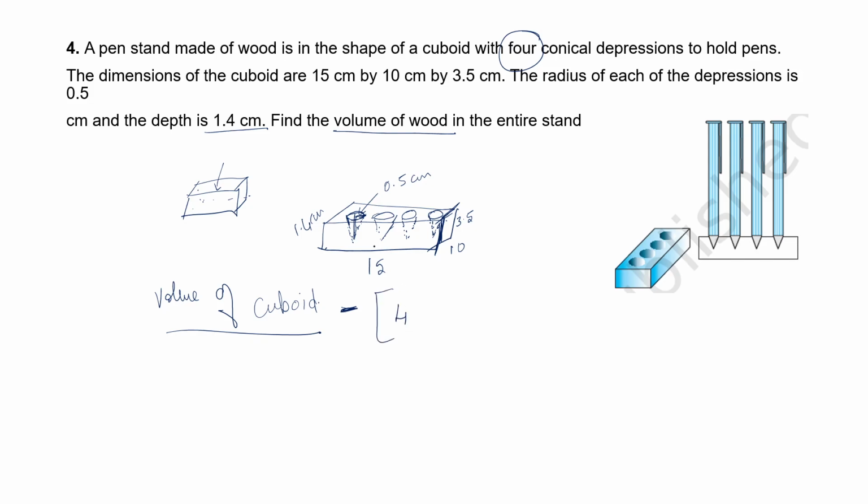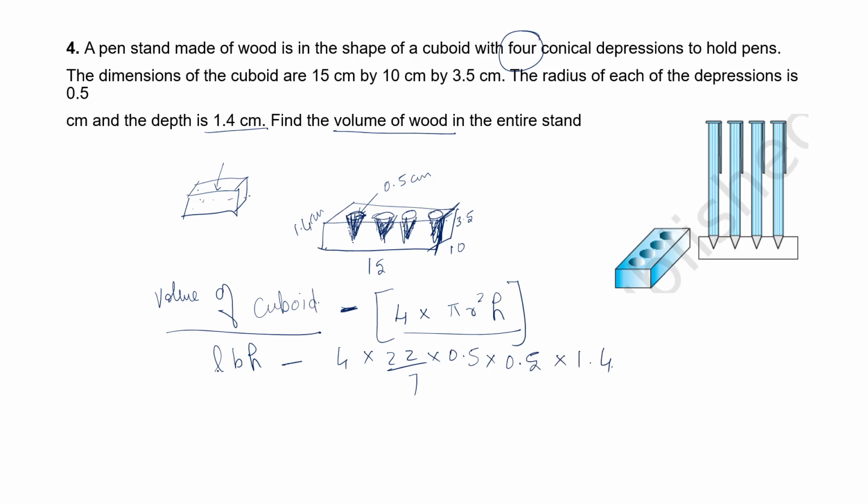Okay, so how many cones are there? 4 cones. So what is the volume of the cone? Pi r square h. If you are subtracting, it will eliminate this volume, all the 4 volumes, and then you will get the remaining solid's volume. Is that clear? So volume of cuboid is length into breadth into height minus 4 into pi is 22 by 7 into r square. What is r square here? We have seen r square is 0.5 into 0.5, and h is 1.4. So for this LBH also we substitute 15 into 10 into 3.5, minus this whole thing.